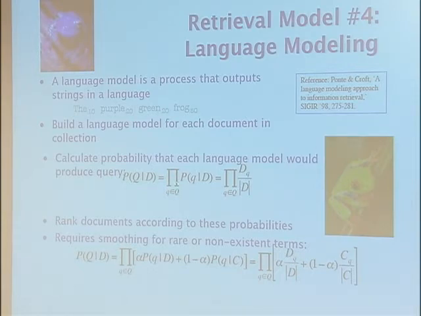So you do something like this. The probability that the language model from the document would produce the query is simply the product of the probabilities that each individual term would be produced. And you can take the maximum likelihood estimate here to give you those probabilities. Now if you do this, your results will be horrible. Why?